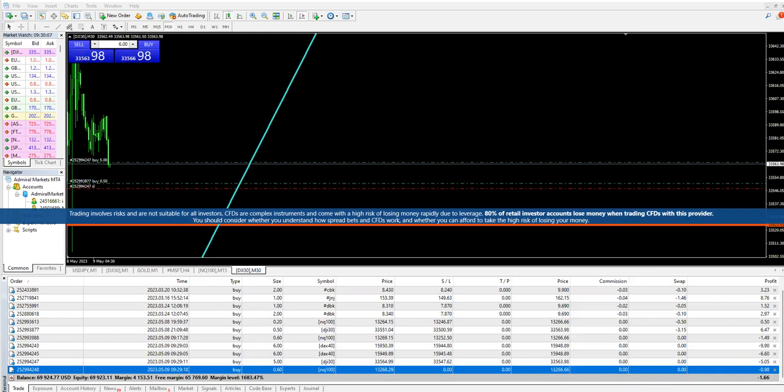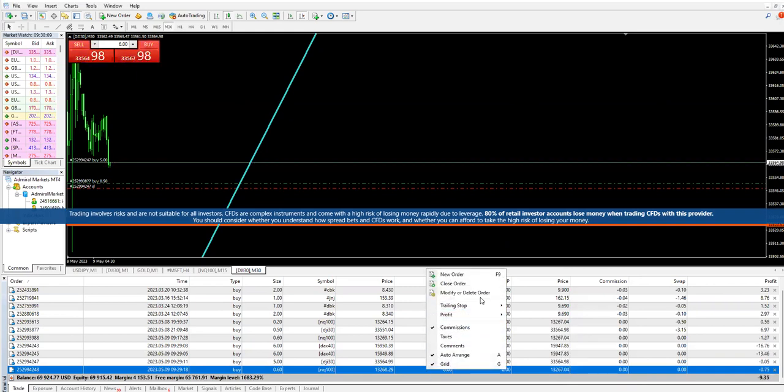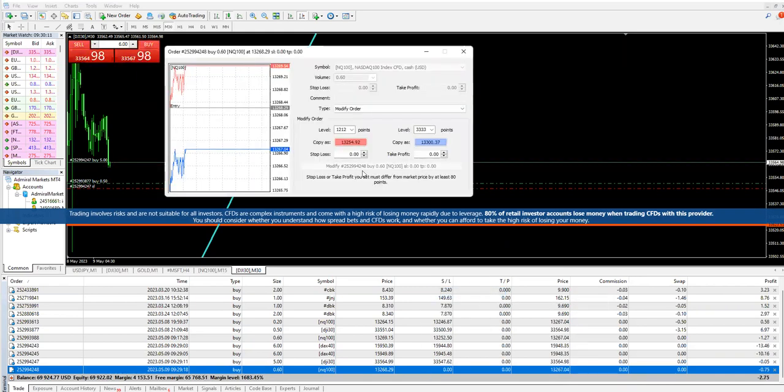I have to move this away. For example, modify or delete order, and you type here 20 points from this price, and you can set the take profit to, for example, 60 points.